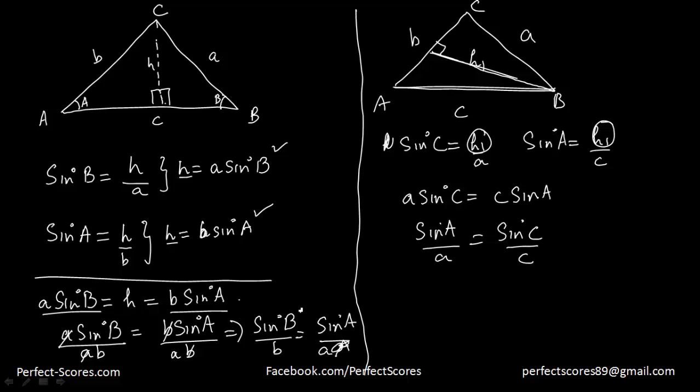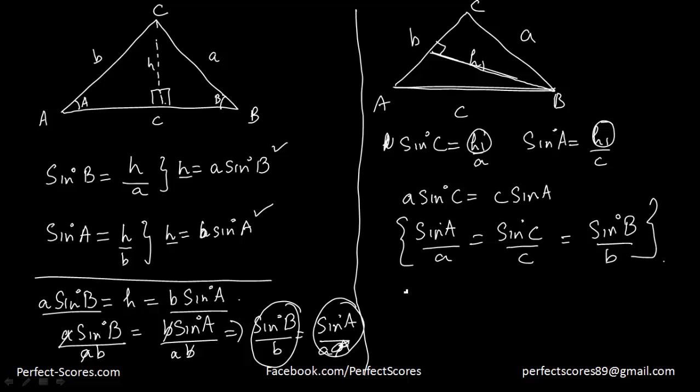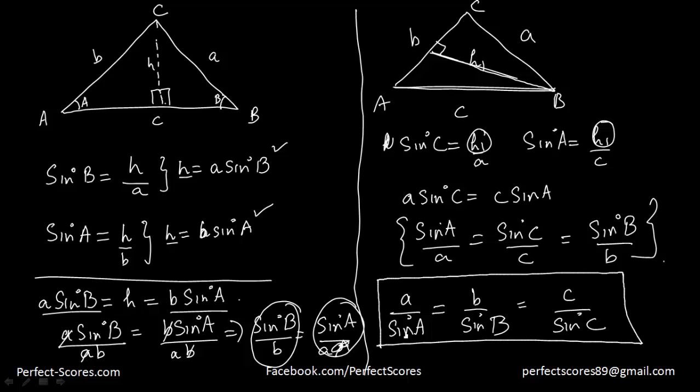Now we also know that sine B over b is equal to sine A over a. Which means if I reverse the whole expression, I can say that a over sine A is equal to b over sine B is equal to c over sine C. Now this is something which we call the sine rule of triangles. This is a very helpful tool.